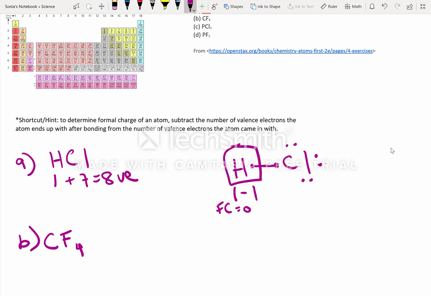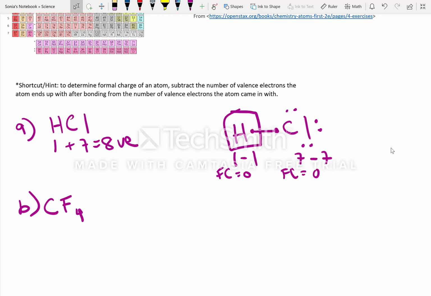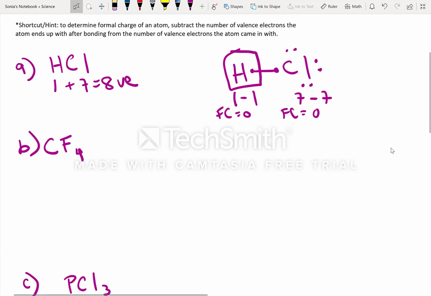Now we're going to do the same thing with chlorine. The number of valence electrons chlorine has, if we look at our periodic table, is 7. And how many valence electrons does it have now? 1, 2, 3, 4, 5, 6, 7. That gives us our 0 formal charge. And that's it for the HCl. This is a good molecule because we have 0 formal charges, we don't have high numbers, no pluses on electronegative elements. This is how we want it to look. Let's do the next one.